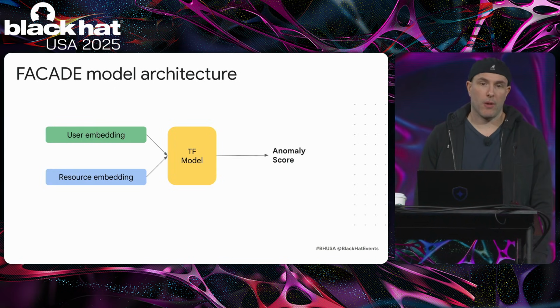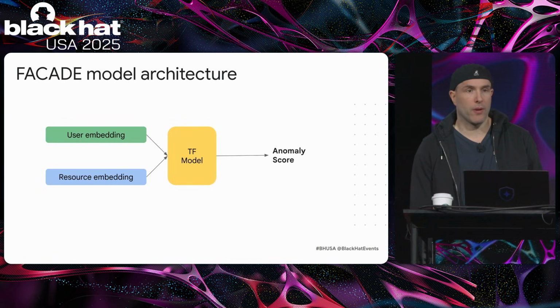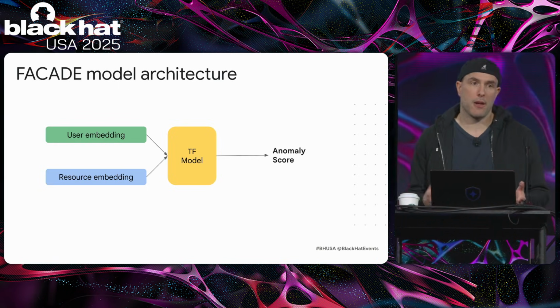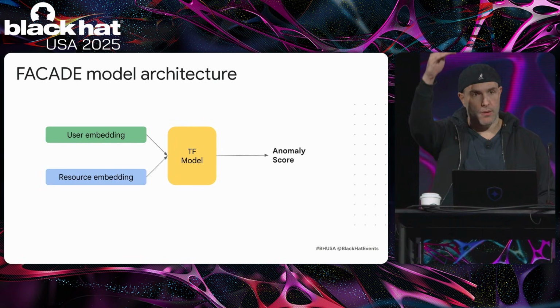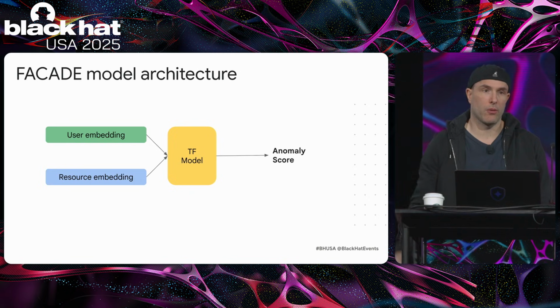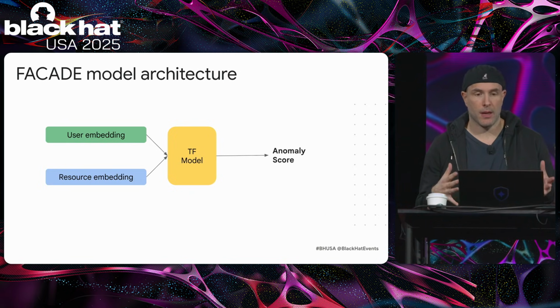If the score is close to 0, it's fine. If the score is close to 1, well, it's very, very abnormal. And the idea is we rank for every time period by that score, and the ones who have the highest score are the ones which are investigated for potential insider risk. So that's the base, that's the gist of how Facade works.